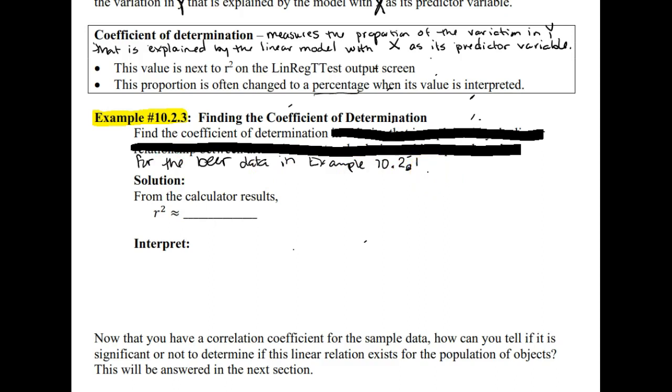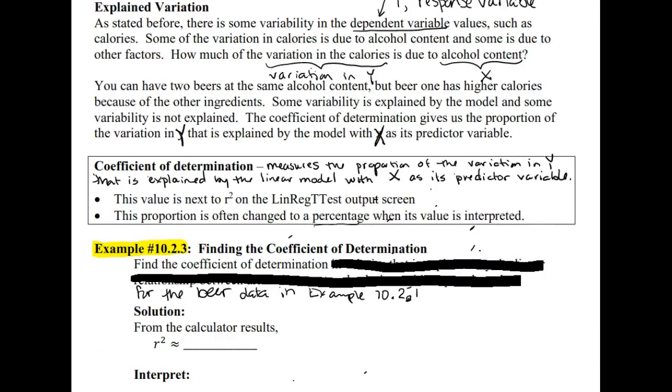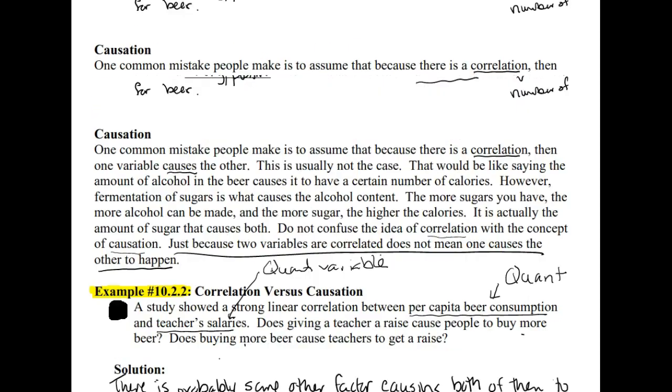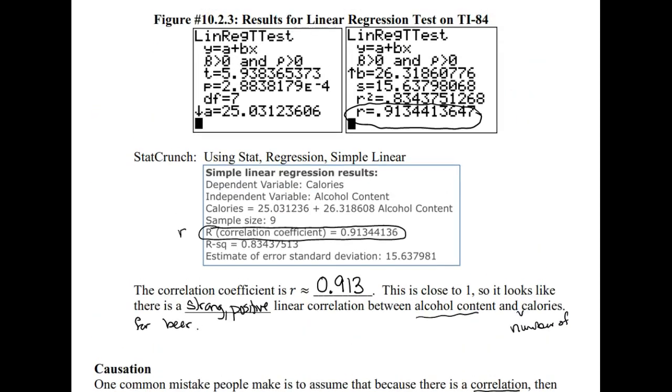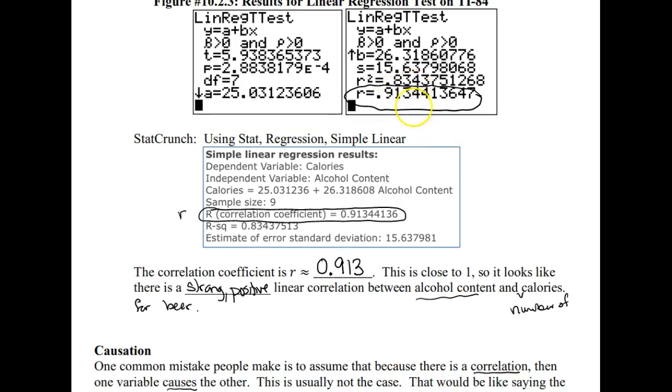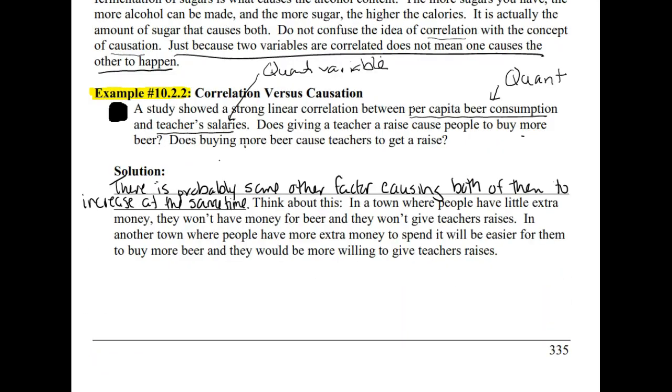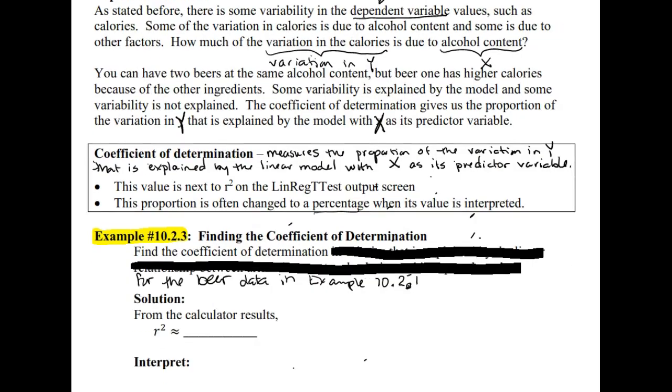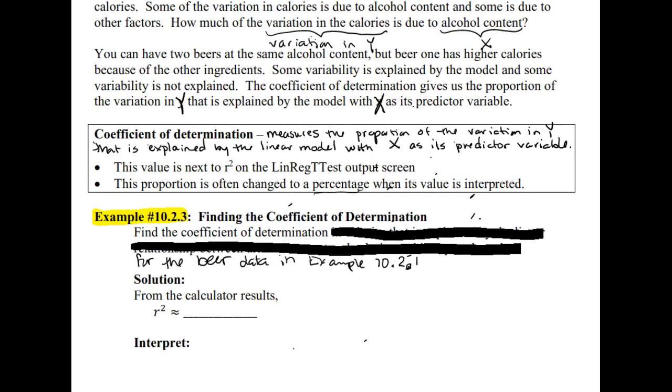Now if we go back to that data back in 10.2.1, go back to that output screen. Okay, so r squared here, if we round that off to 3 decimal places, is about 0.834.